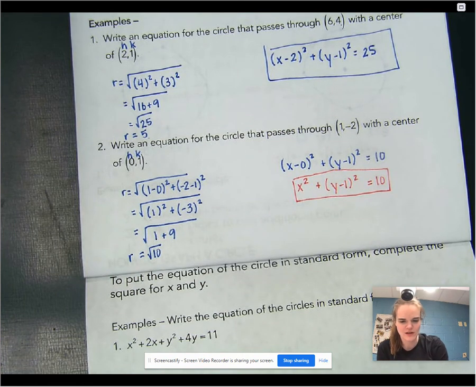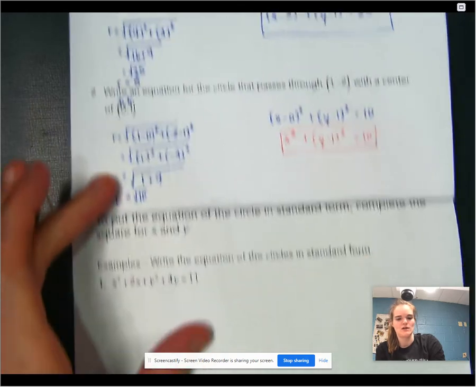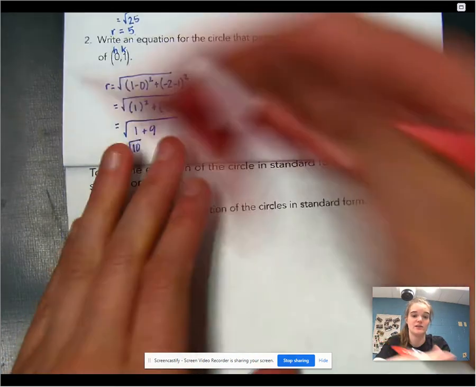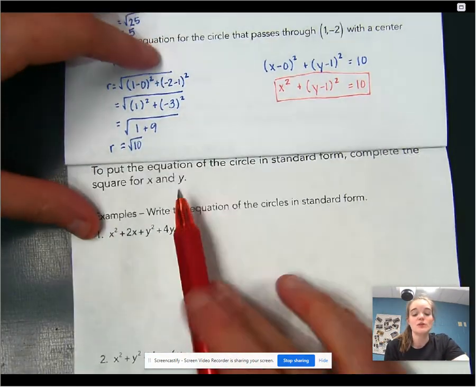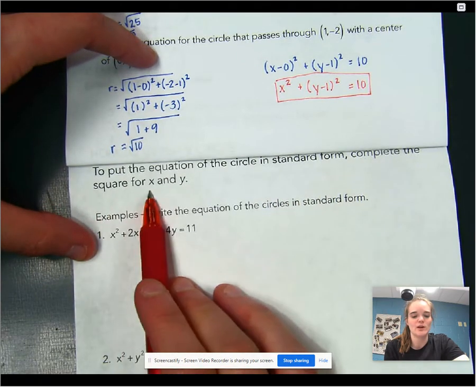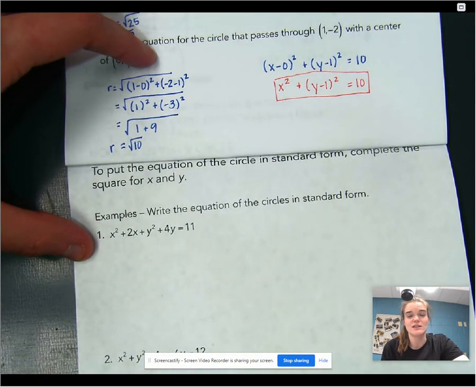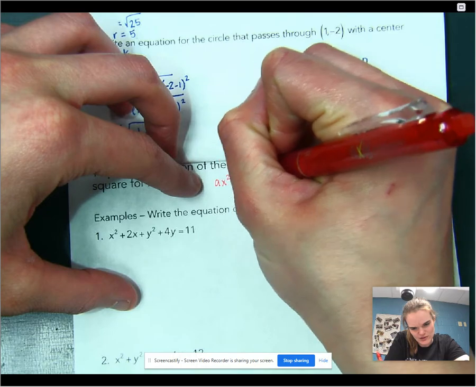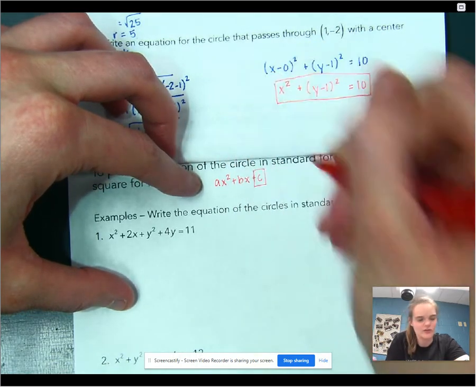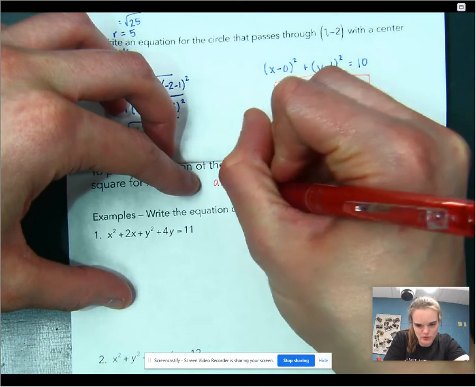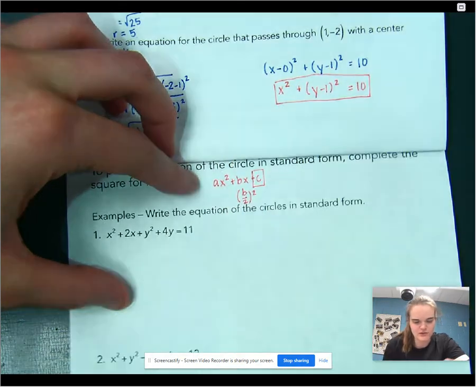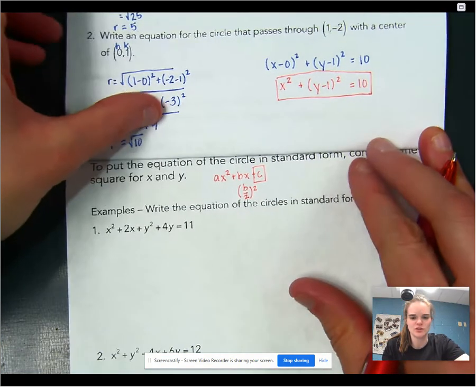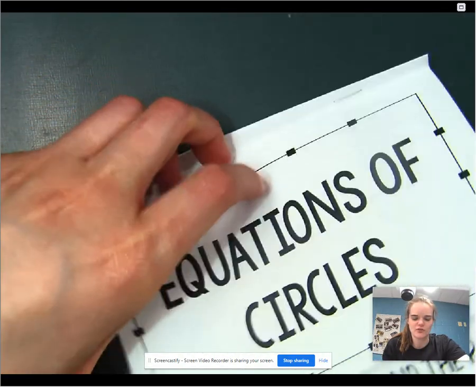Alright, last. To put the equation of a circle in standard form, there is a gnat. You probably saw that to drive me insane. Anyway, to put the equation of the circle in standard form, complete the square for x and y. Now, something I need to tell you about. To complete the square, meaning if we have something like this, we will be looking for this value. To find that value, we will do b over 2 squared. Okay? So we're going to do that in just a second. We have to get it in a certain way first. In order to do that, I want you to look at what the standard form of a circle is.